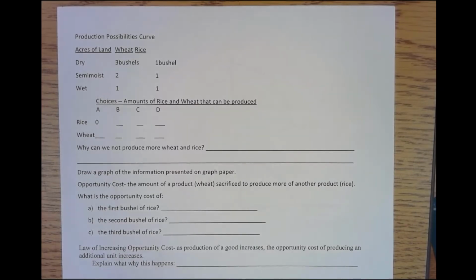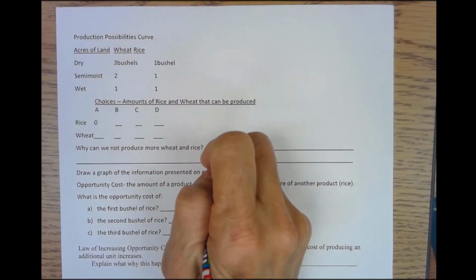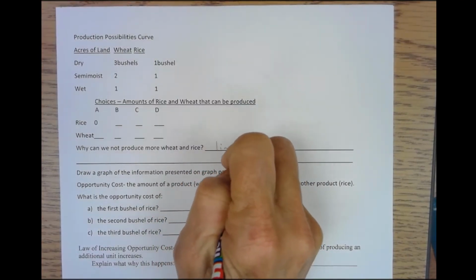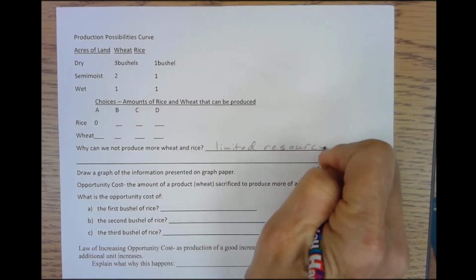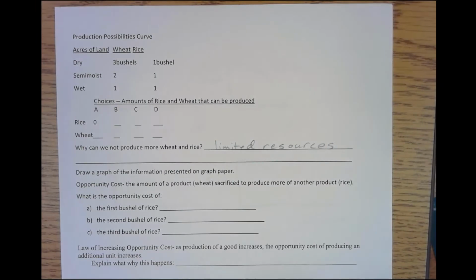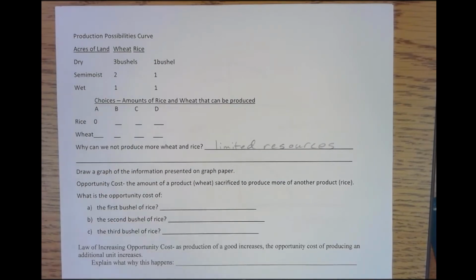So let's look at this question. Why can we not produce more wheat and rice? And the reason is we have limited resources. Namely, here, especially our land, but it could be water, it could be equipment, it could be labor.